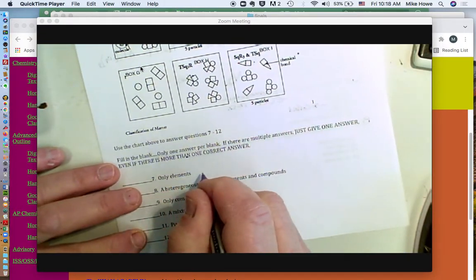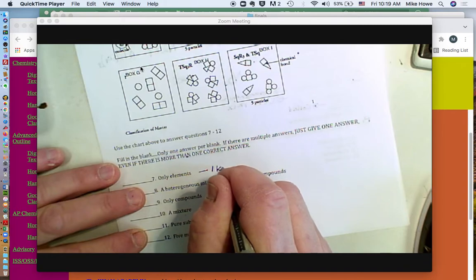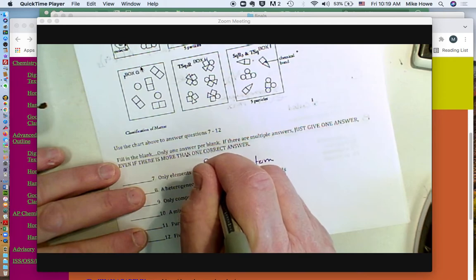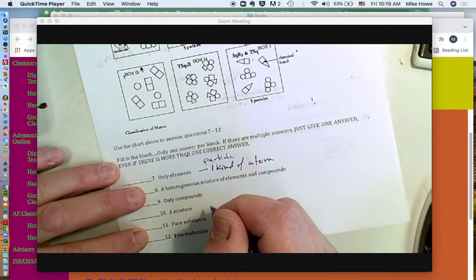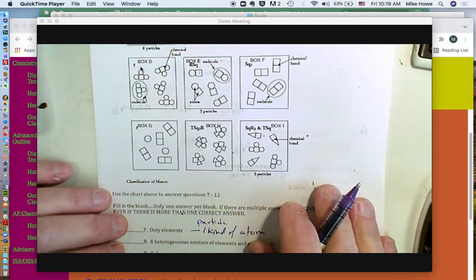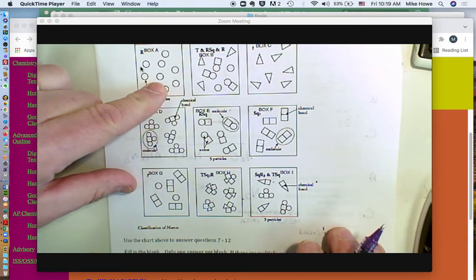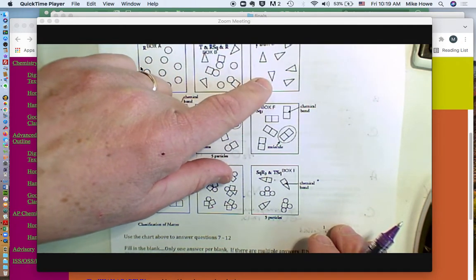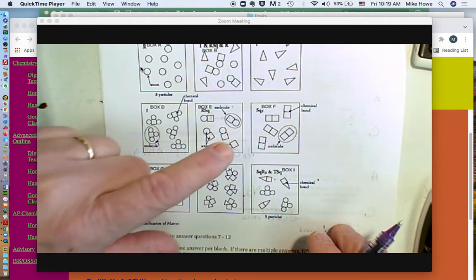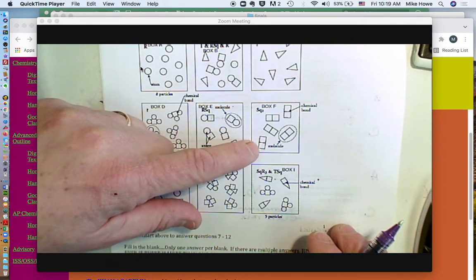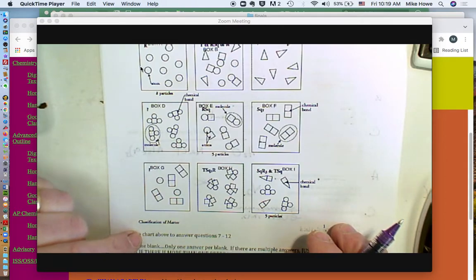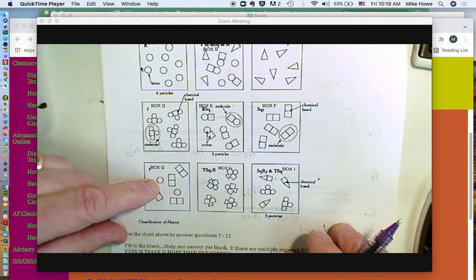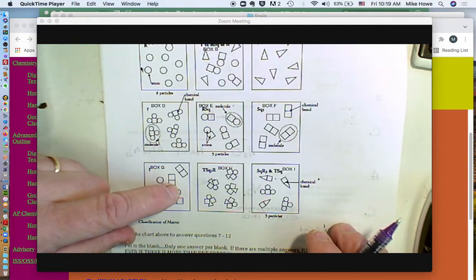Okay, elements are something with only one kind of atom. And that's a particle, one kind of atom. So if you look at our pictures up here, this certainly fits the category of an element. So does that one, because everything's just alike. This one would be an element because every atom is the same. This one you could argue for because it's a mixture of elements, but that's an element, that's an element, that's an element, that's an element. So it's a mixture of elements.